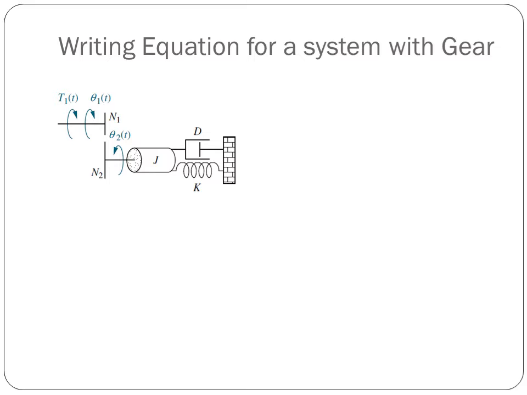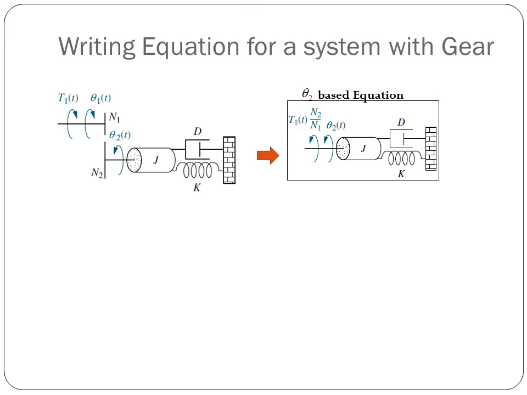Actually we can, but right now you cannot. Using your present knowledge you cannot. So let's write the equation on the right side of the gear. This is the right side. So let's write the equation using theta 2. We are trying to forget the left side of the gear and write the equation on the right side of the gear.